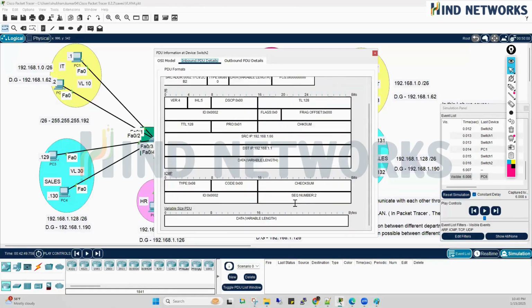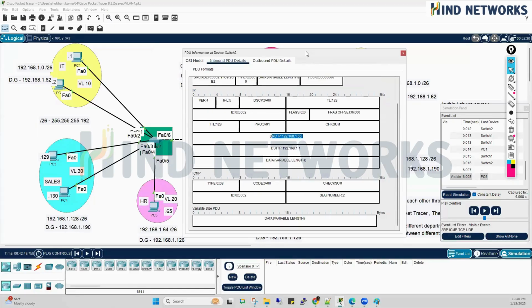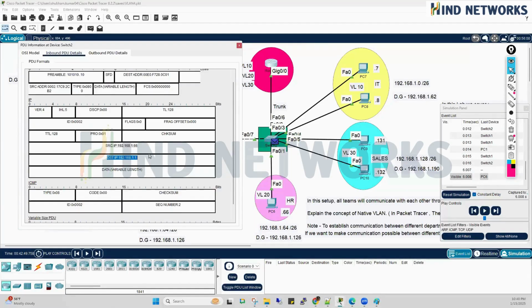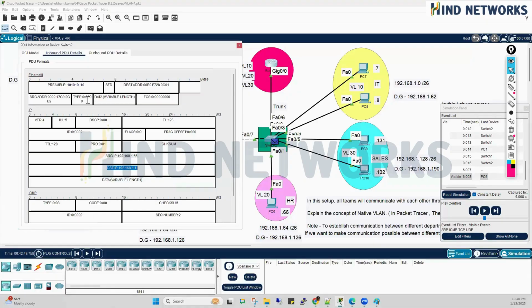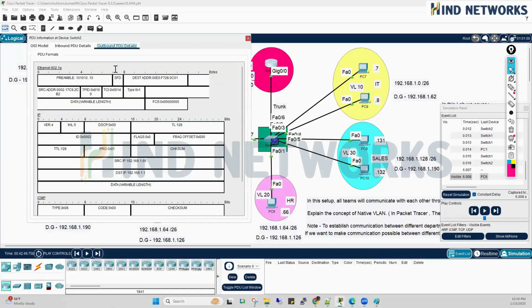Getting my point, everyone? This is the ICMP packet. Clear? In the ICMP packet, the source IP is 192.168.66, that is the source IP address. The destination is 192.168.1.1. That is L2, layer number 2. In layer number 2, when you see the outbound packet, outbound means when the switch is forwarding this packet towards the router, see very carefully.